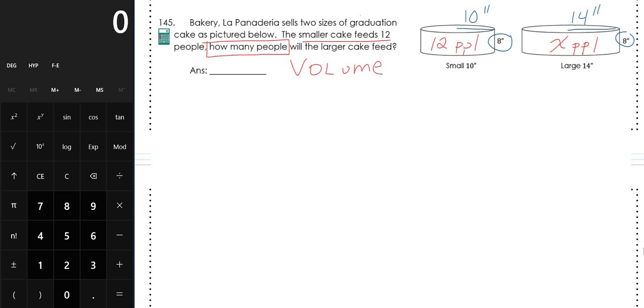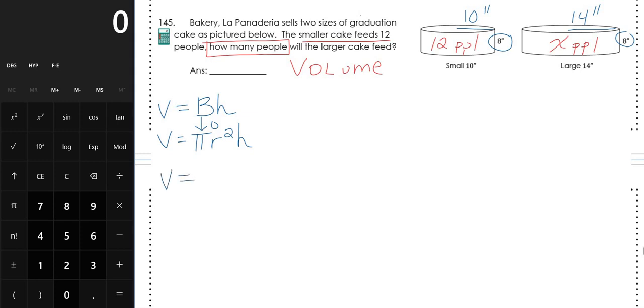So let's start setting up our volume formulas. We've done the cylinder a couple of times on this page. Remember, it's V equals big B H, because there's no big point at the top. Replace big B with the area formula for a circle. So pi r squared h. And now we have for the smaller cake a radius of 10 and the larger cake a radius of 14.